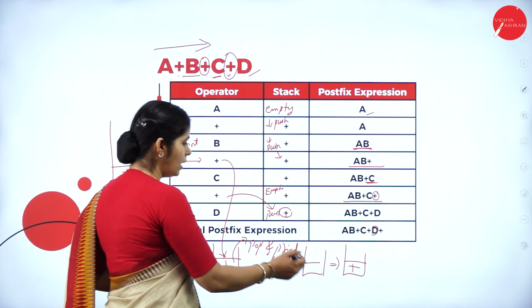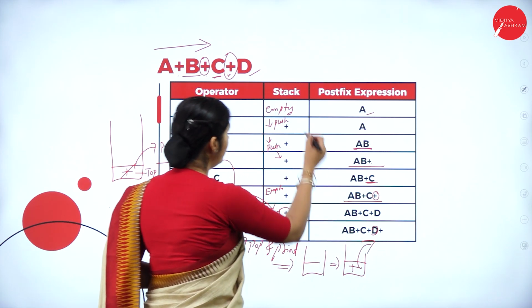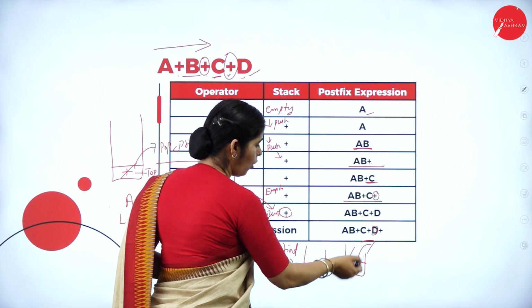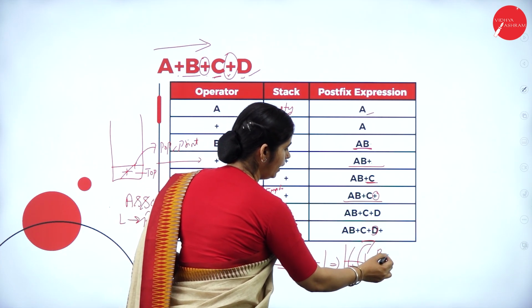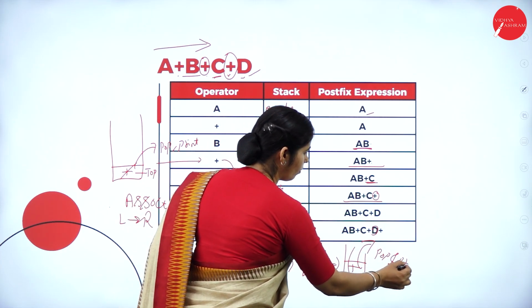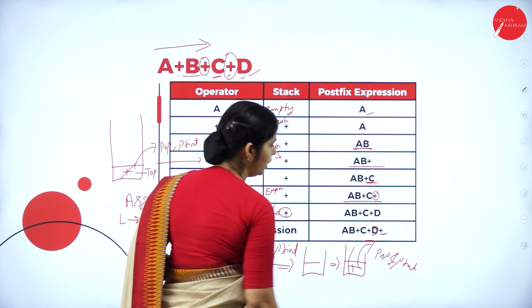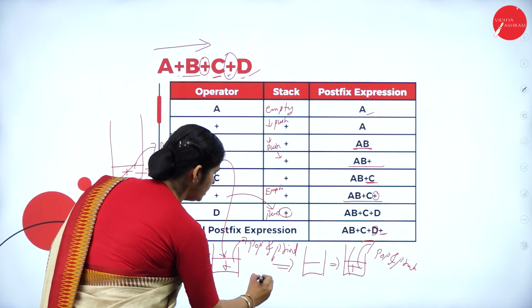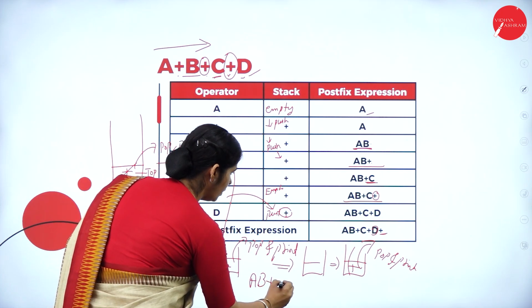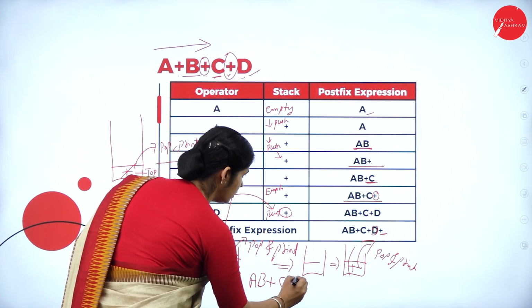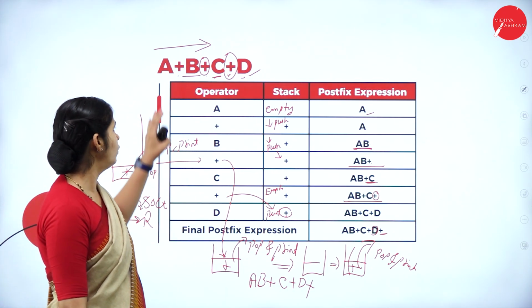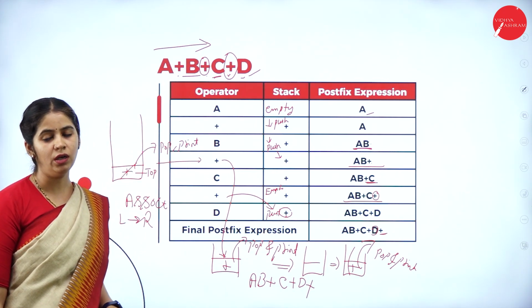After printing D, the last step, after reaching the end of the expression, is that we have to pop all the elements out and print. So that's what we are printing, plus, here. So in total, what is the postfix expression? That is AB plus, C plus and D plus. This is the postfix expression for the given infix after conversion.